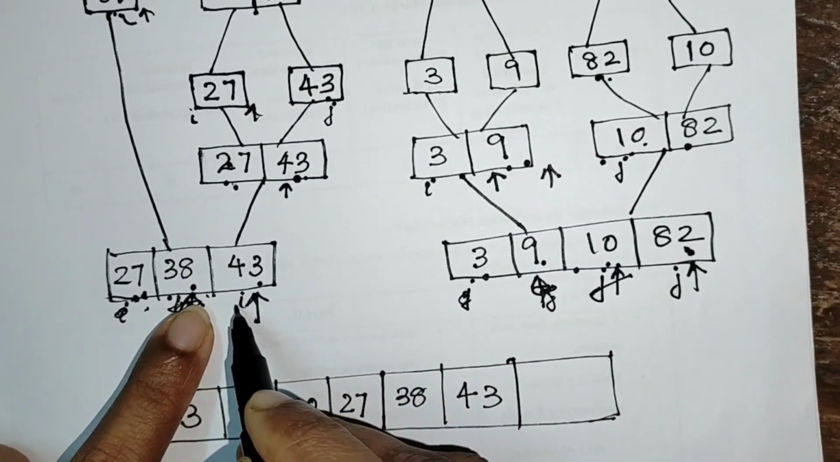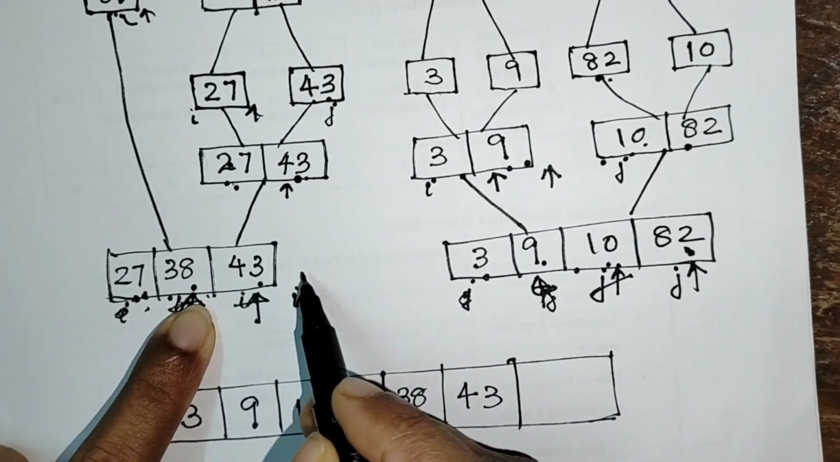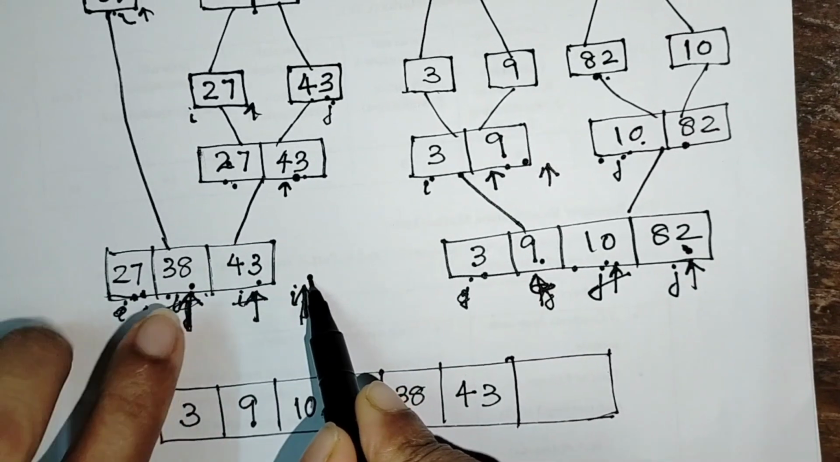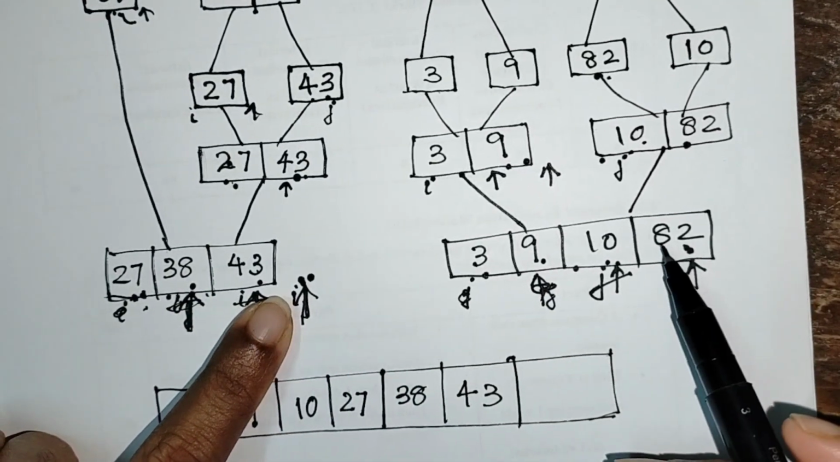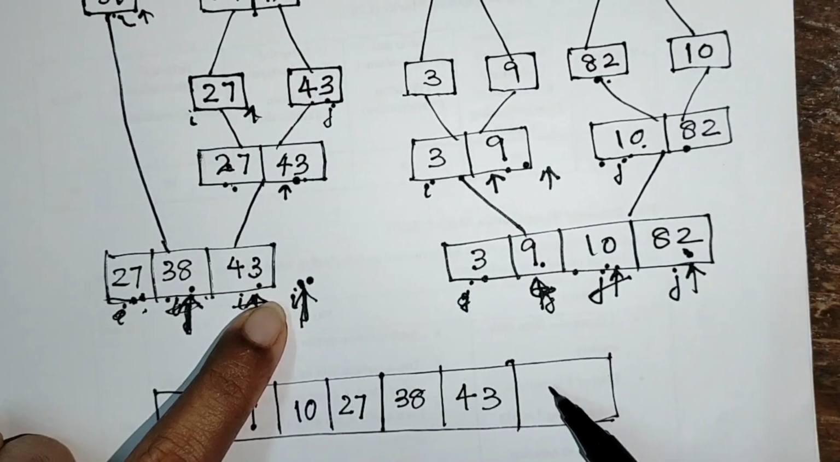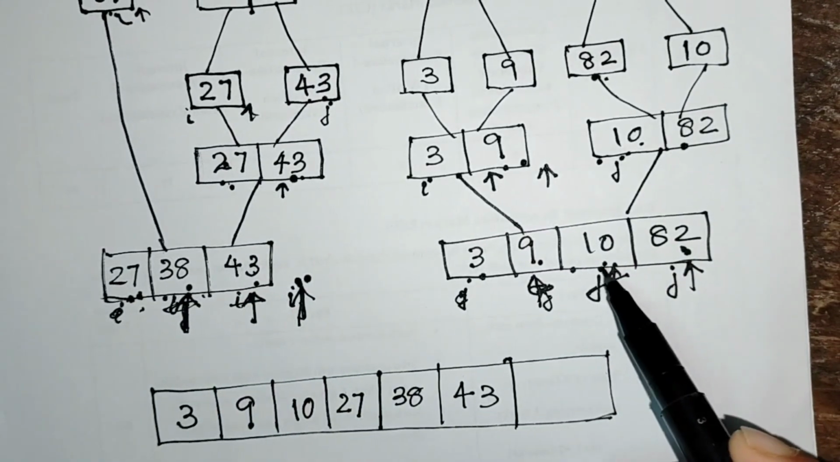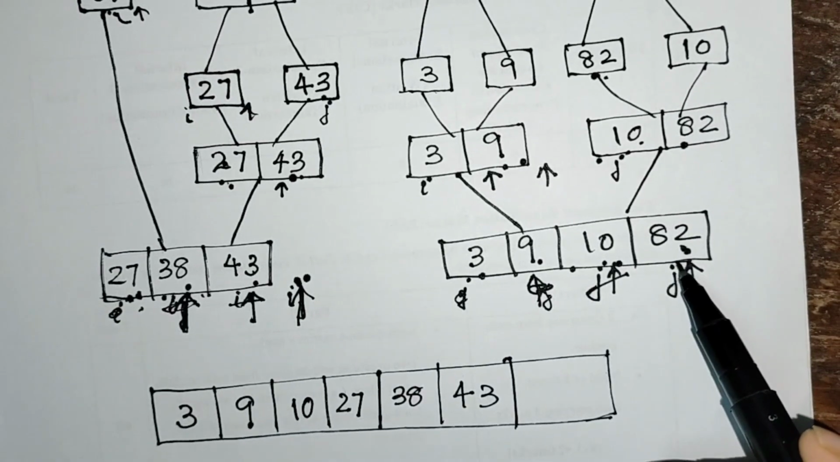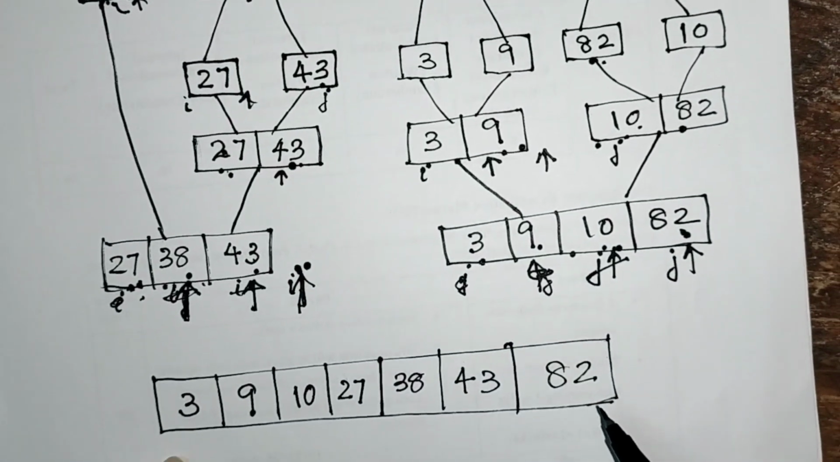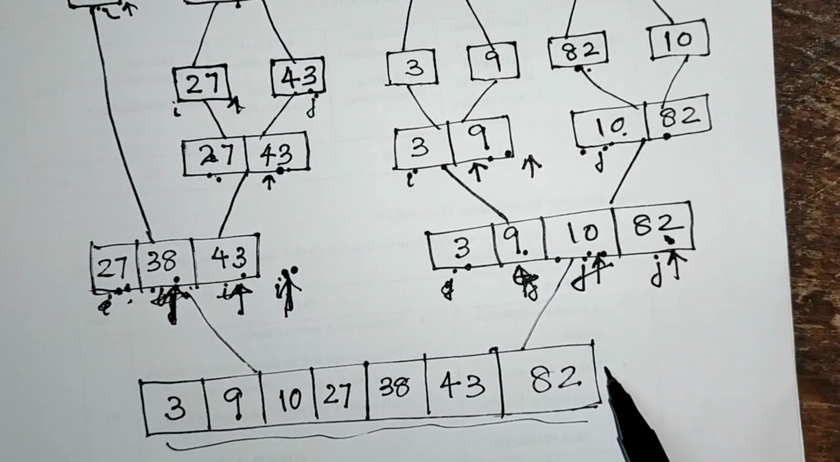Now we increment i to the next position, but there is no element over here in this array. Now what do we do? The remaining element in the other array we can directly write over here. We have already written the elements up to 10 over here. Now we need to write 82. Now see this array in sorted order.